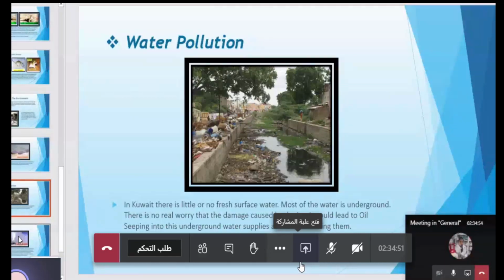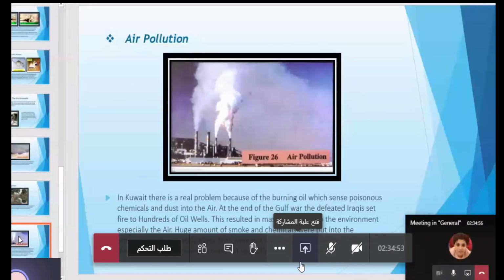Now we have next the air pollution. In Kuwait there is really a problem. Why? Because when the Iraqis had come to Kuwait at the invasion of the war, at that time what happened? They started burning the oil wells. When they burned the oil wells, what happened? The chemicals and dust went into the air and they were all mixed up with the atmosphere.